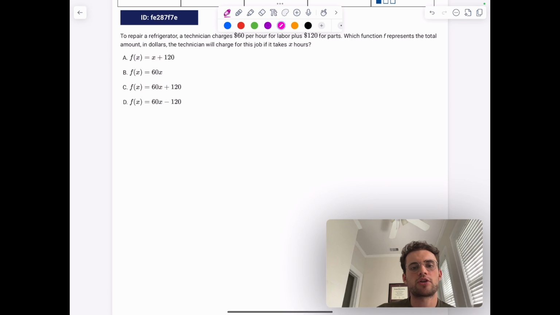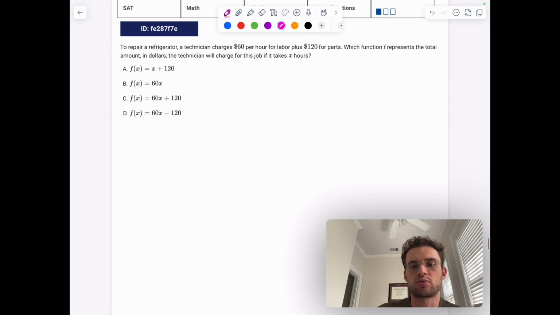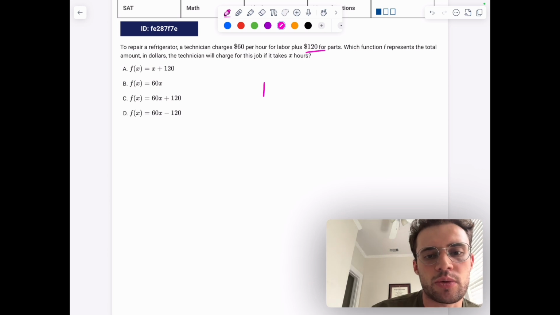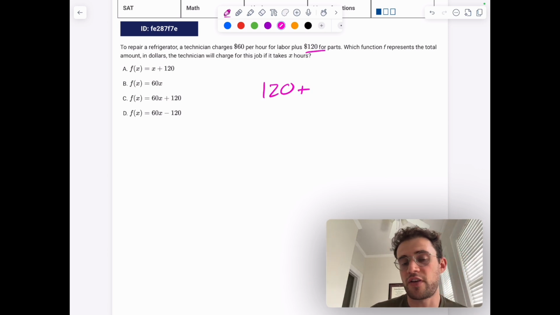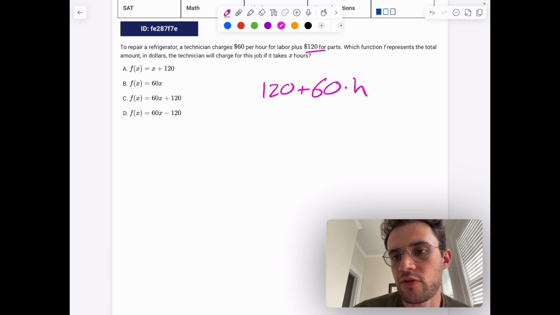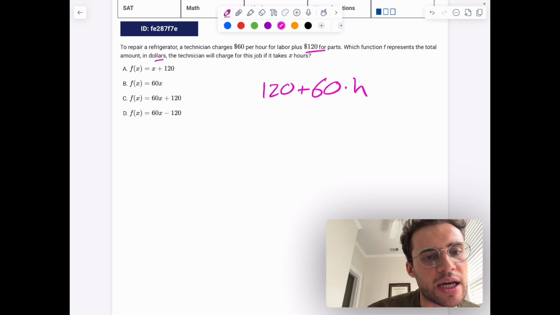To repair a refrigerator, a technician charges $60 per hour for labor plus $120 for parts. So $120 for parts, it doesn't matter how long it took, right? It isn't affected by the number of hours. $60 per hour, right? That'd be $60 times the number of hours would give you the total that you paid for that hourly work. Which function f represents the total amount in dollars the technician will charge for this job if it takes x hours?